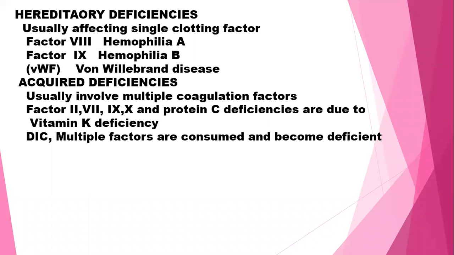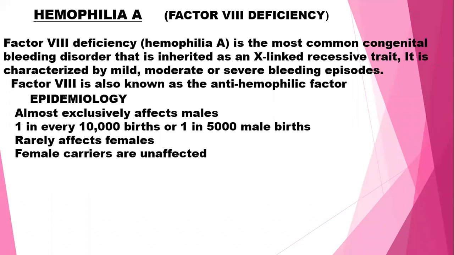Acquired deficiencies usually involve multiple coagulation factors. The major cause is vitamin K deficiency, as factor II, factor VII, factor IX, factor X, and protein C are all dependent on vitamin K. The deficiencies of these factors are actually due to the deficiency of vitamin K. So the deficiency of vitamin K causes deficiency of all these factors. In DIC, multiple factors are consumed during the disease, resulting in factor deficiencies.